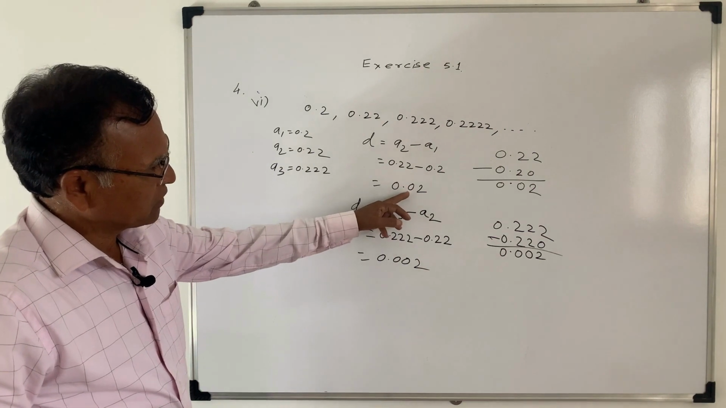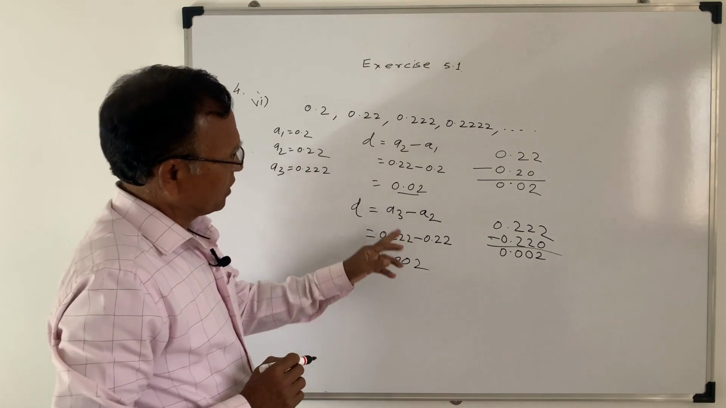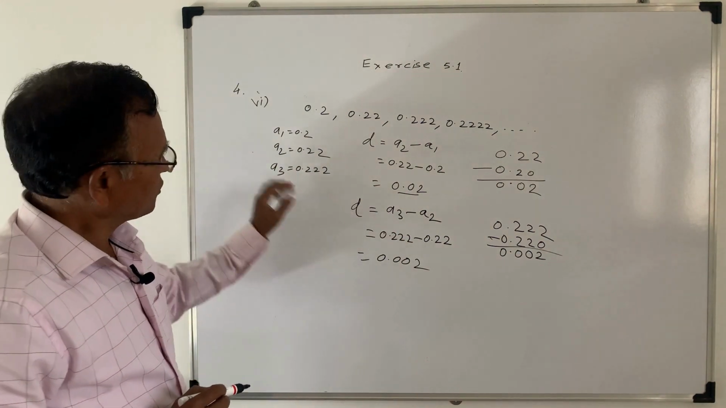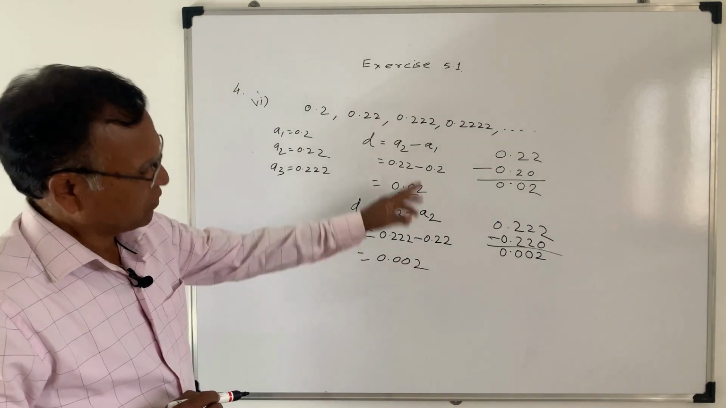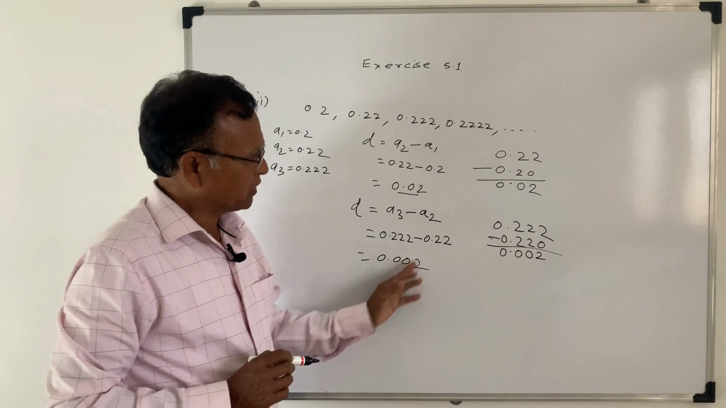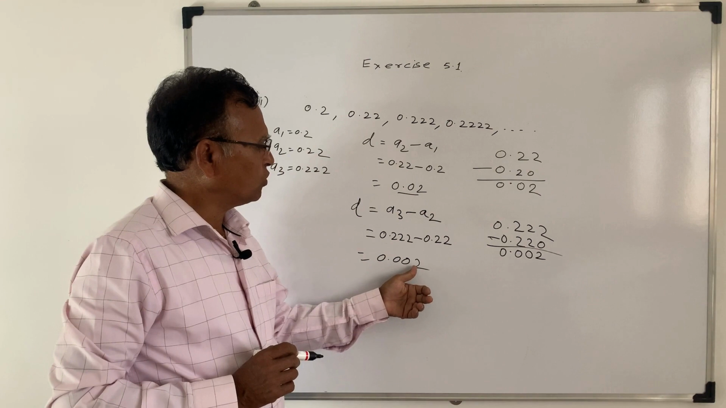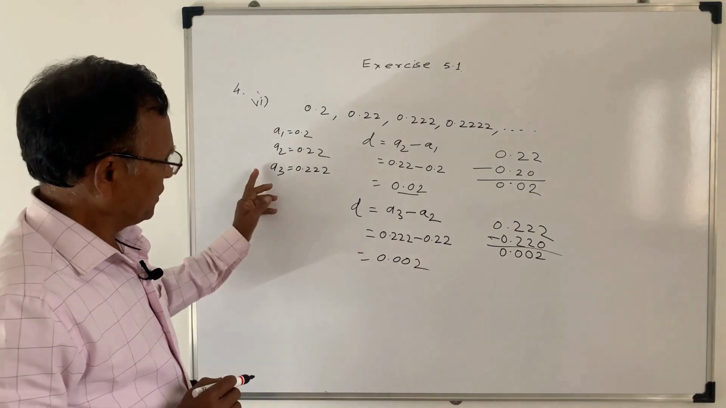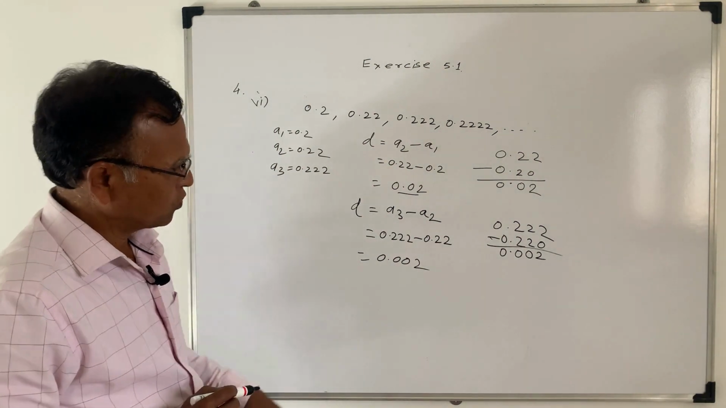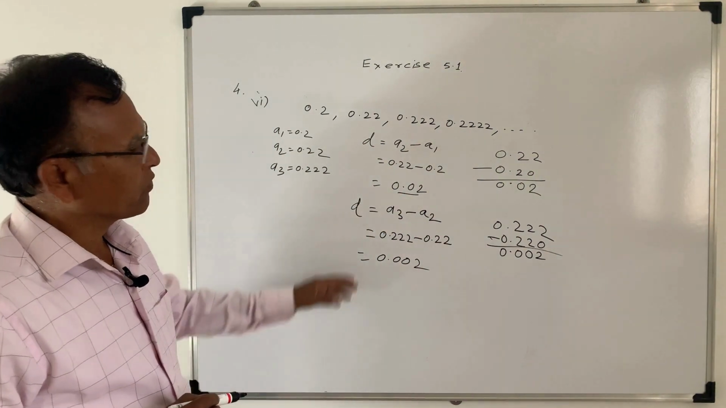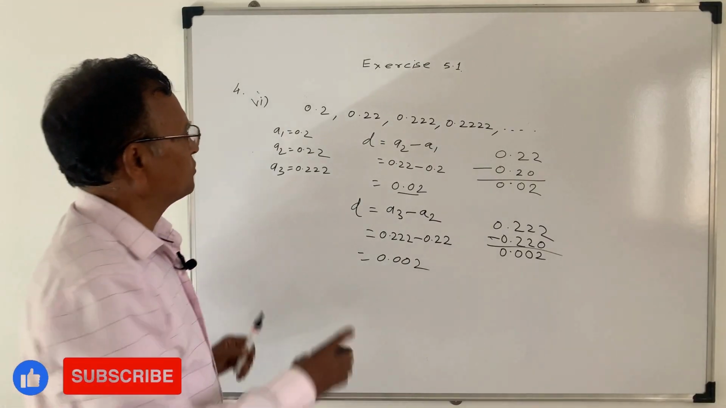Here see that it is 0.02, the difference between the first two terms, and the difference between A2 and A3 is 0.002, and if you are taking the difference in other terms, a 0 will be added there, 0.002 will be there. A4 minus A3 will be 0.0002. So the common difference is not the same, and therefore it is not an arithmetic progression.